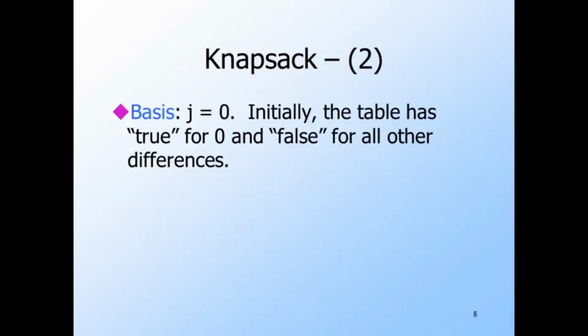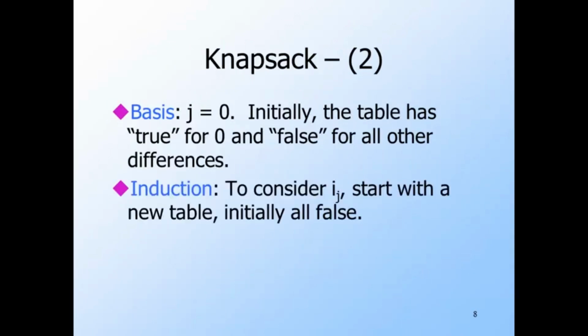To be more precise, for the basis we consider none of the integers. Then the table has true for 0 difference and false for all the other differences. For the induction, suppose we have a table for the first j-1 integers. We build a new table to reflect the partitions of the first j integers. Initially, each entry in the new table is false.